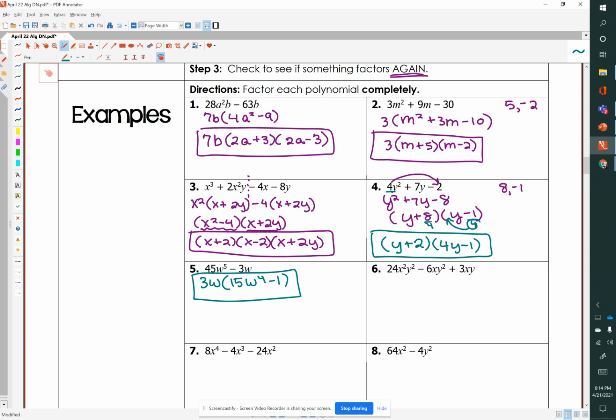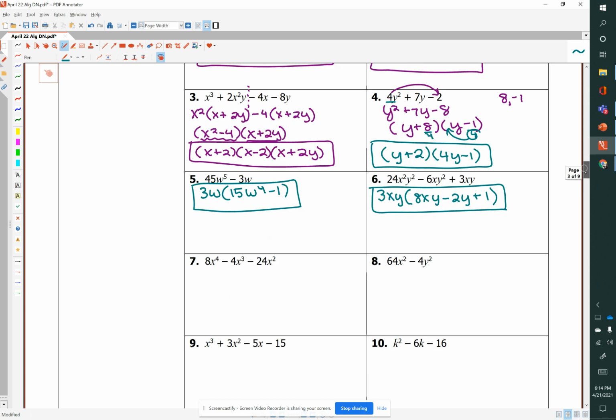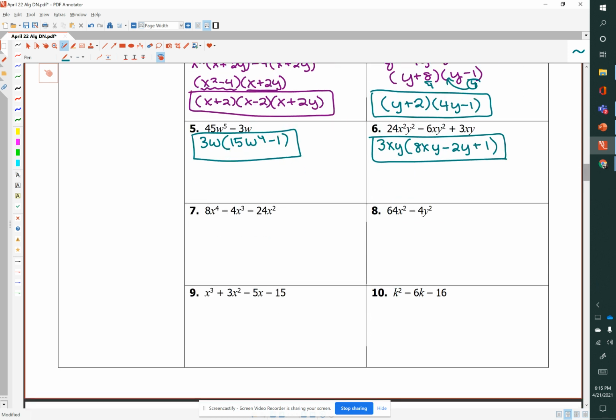And number 6, 24x squared y squared minus 6xy squared plus 3xy, we can factor out a 3xy, which will give us 8xy minus 2y plus 1. And that is prime. The 8xy minus 2y plus 1 cannot be factored further. That part is prime. So let's move on to number 7.